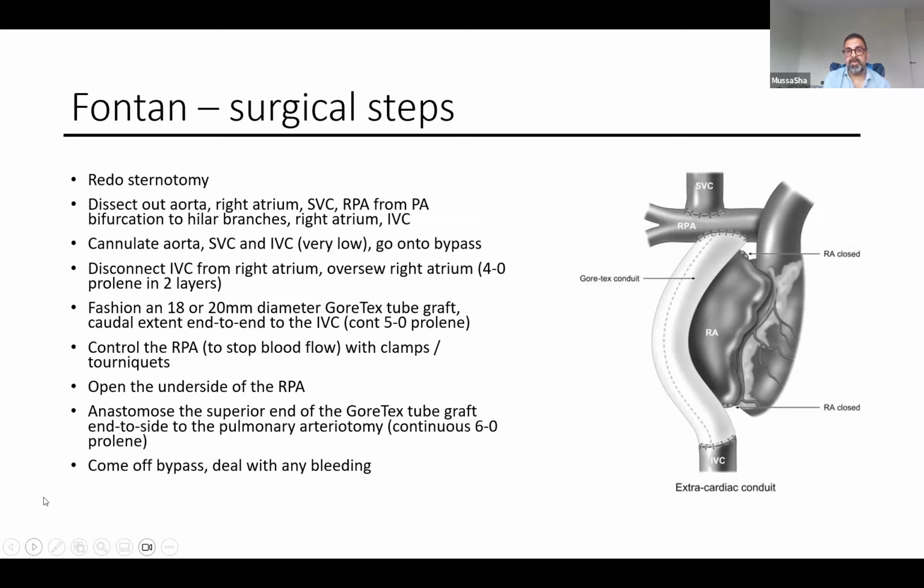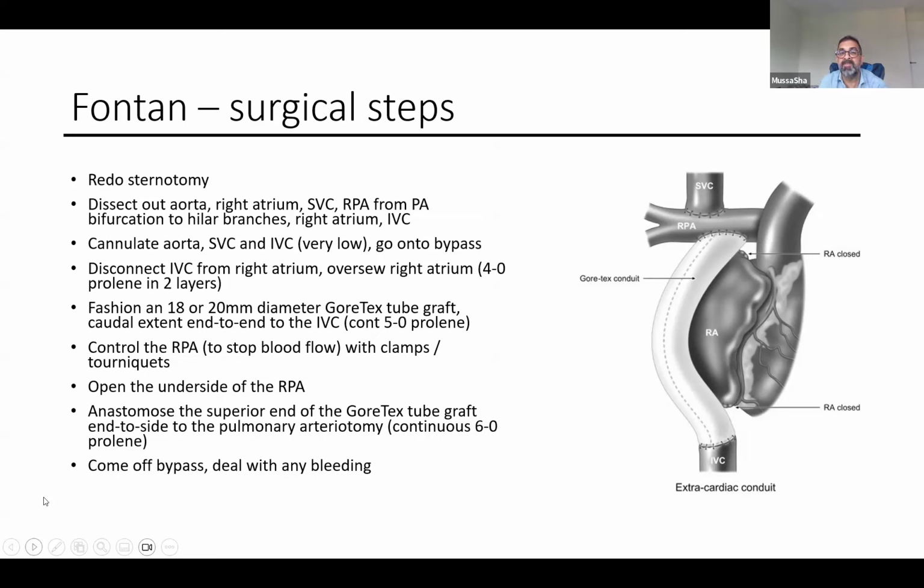Surgical steps. So it's a reduced stenotomy because they will have had previous operations. The important steps are to dissect out the aorta, dissect out the right atrium, the superior vena cava. You need to make sure that you free the right pulmonary artery from the pulmonary artery bifurcation all the way out to the hilar branches. And you also need to make sure that the IVC is dissected out. Then you need to go on to bypass, cannulate the aorta, the superior vena cava, and the inferior vena cava.